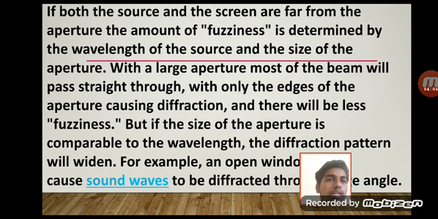If both the source and the screen are far from the aperture, the amount of fuzziness is determined by the wavelength of the source and the size of the aperture. With a large aperture, most of the beam will pass straight through with only the edges of the aperture causing diffraction, and there will be less fuzziness. But if the size of the aperture is comparable to the wavelength, the diffraction pattern will be broad. For example, an open window causes sound waves to be diffracted through an angle.